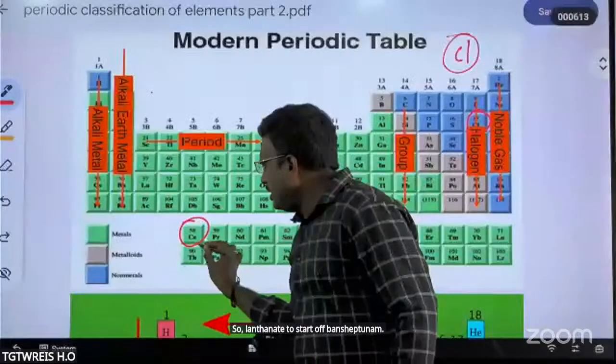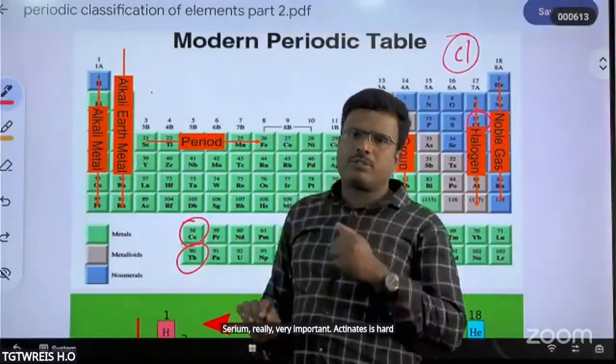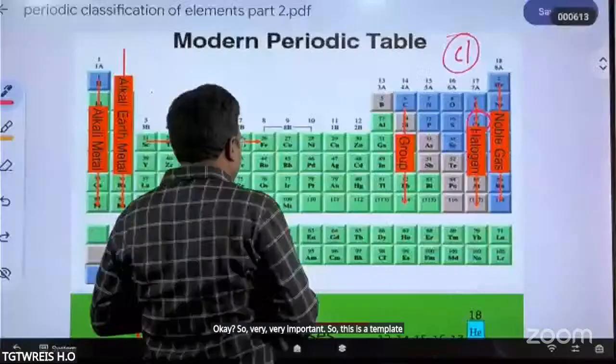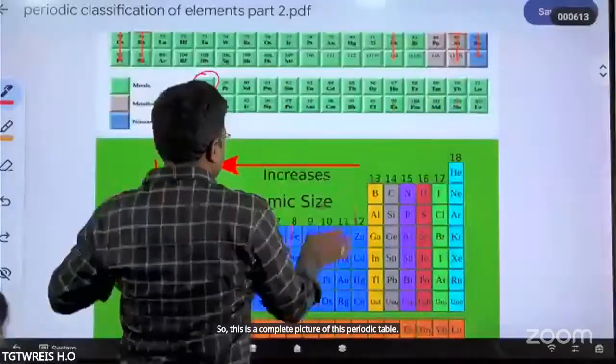Cerium, very, very important. Actinides start with which element? They start with Thorium. Okay, so very, very important. So this is a complete picture of this periodic table. The periodic table.